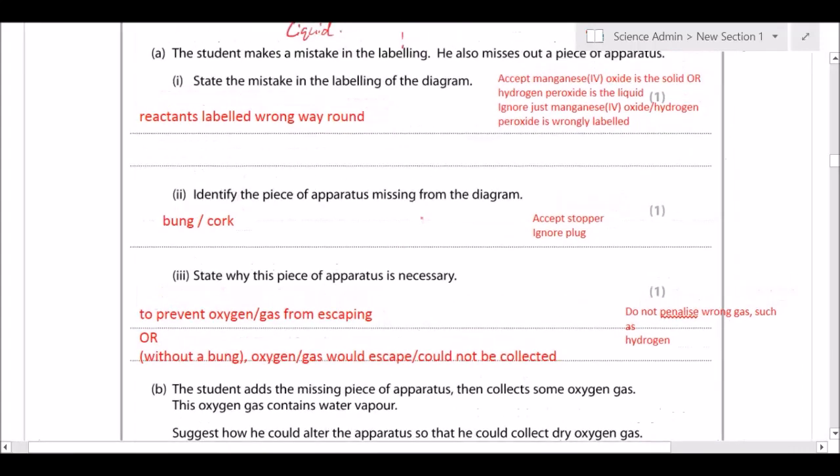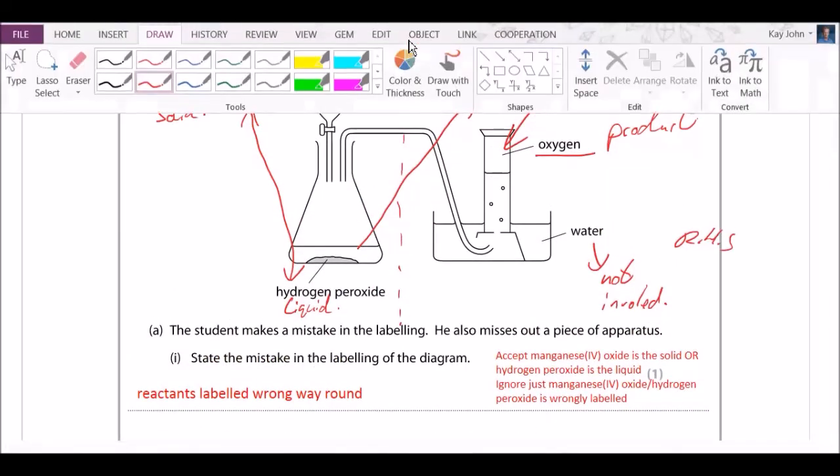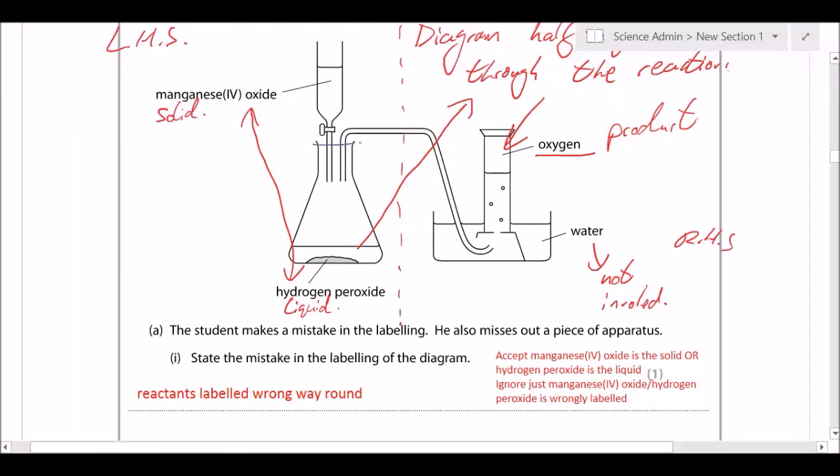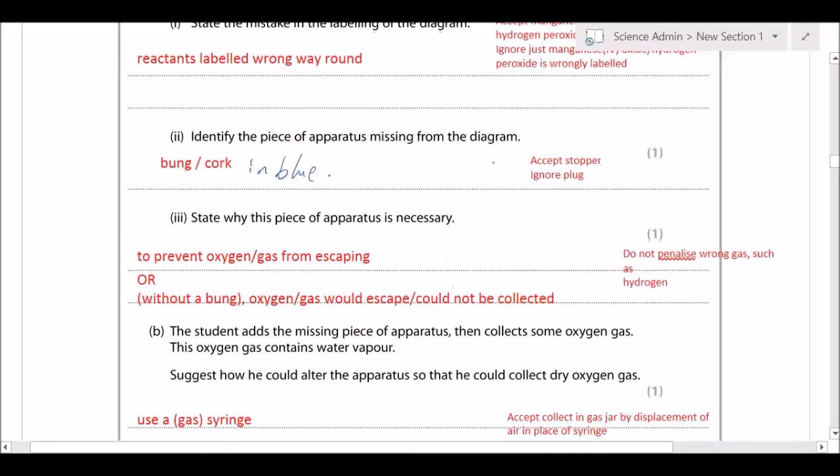Identify the piece of apparatus missing from the diagram. So this is a bung or a cork. Let's put this in blue and it's going to slot right in here. So this is the bung which is missing. You could have had stopper but ignored plug.